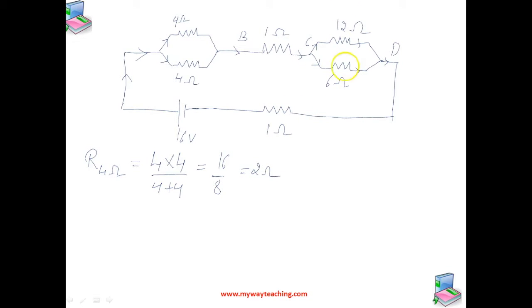So in the same way, 12 and 6 ohms, they are also parallel. Let us consider it as R12 6 ohm. So here again we have the formula for this. So here the equivalent resistance is 4 ohm, isn't it?